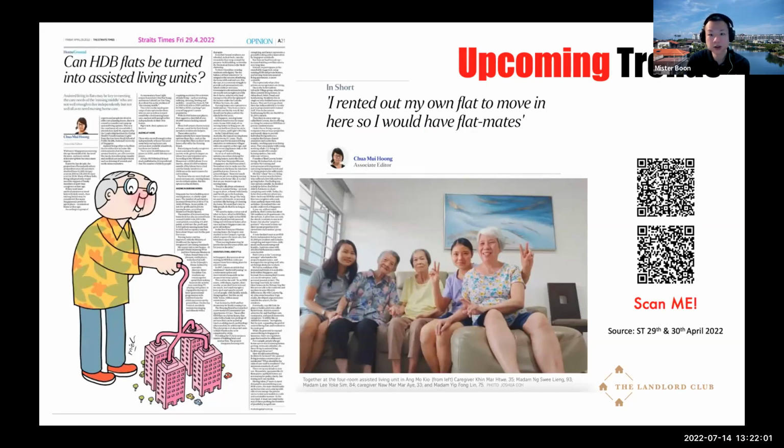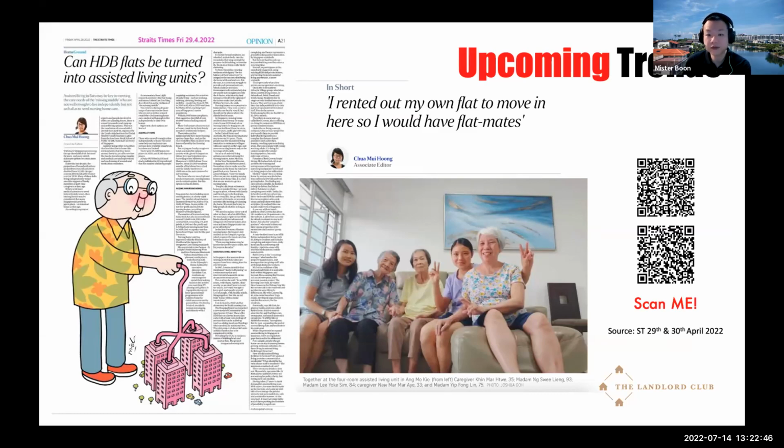Okay, so you see what we have looked into. We've done a guesstimation that they combine the co-living nowadays with the old folks. Okay, so this is some of the news articles that you can look at. HDB flats to be turned into assisted living units. So one of the ladies actually rented out their own unit. Then they move into another unit so that they have caregivers as their co-living partner, so that they have 3 old ladies and also 2 caregivers staying with them. First is they can have some income on their rental units. Second, they will have company and also somebody that can look out for them. So this is actually best of both worlds.